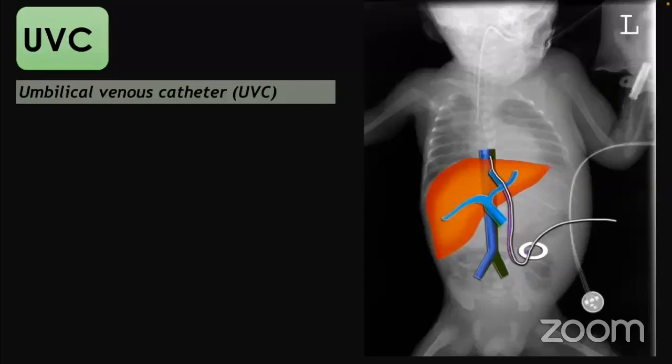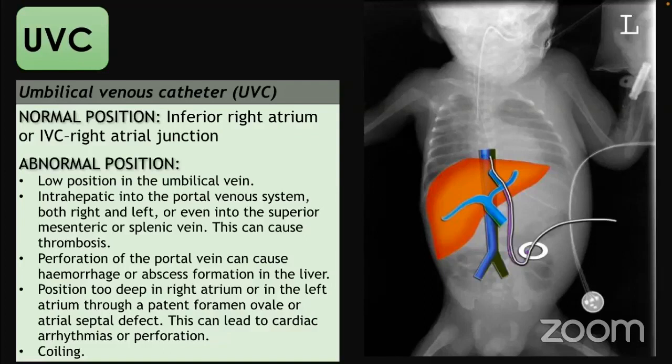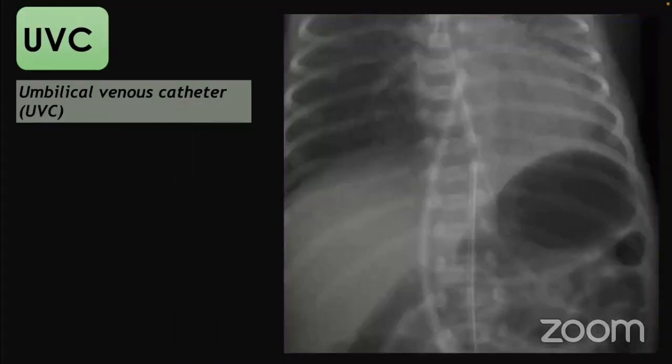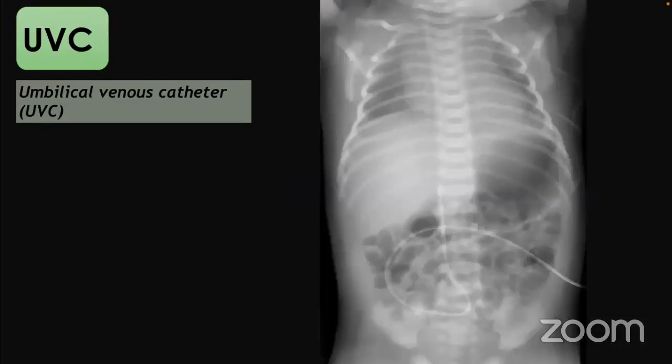Okay, Dr. Mahmoud. This is the umbilical venous catheter. The optimal position is at the level of the atriocaval junction, the inferior one here. And this is malpositioned. And this one is high, it has entered the heart. To simplify, the normal position of the umbilical venous catheter is at the level of the diaphragm. Here it's low positioned as well.